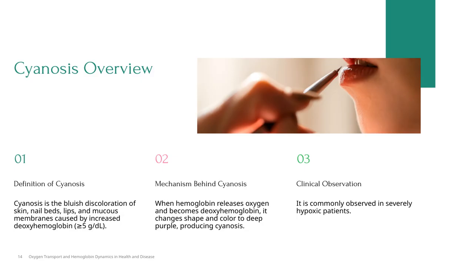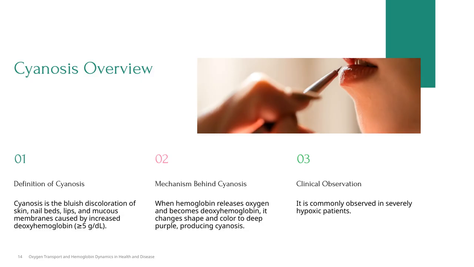Now, defining cyanosis itself. It's the bluish discoloration you notice on the skin, nail beds, lips, and mucous membranes. This occurs when the level of deoxyhemoglobin in the blood reaches or exceeds about 5 grams per deciliter. That increase in deoxyhemoglobin is what causes that characteristic bluish hue.